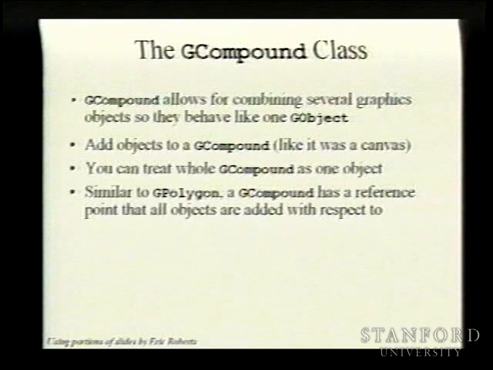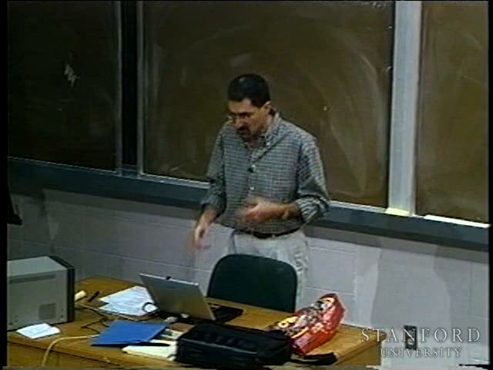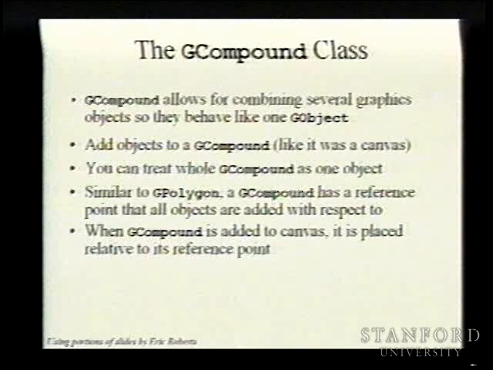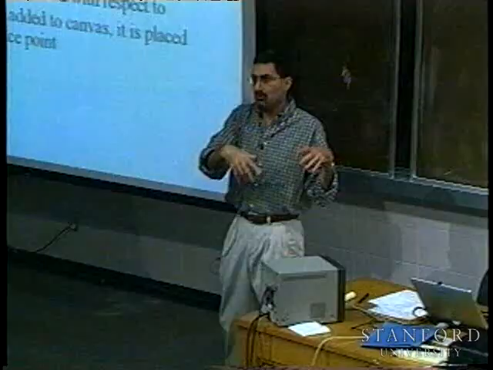Similar to a GPolygon, a GCompound also has a reference point: when you add objects to the GCompound, you add all the objects relative to some imaginary reference point that the GCompound has. Okay? And finally, how do you display this thing? When you add things to a GCompound, they're not displaying on the screen. You need to take the GCompound and add it to the canvas just like all the other rects or ovals or whatever you did before.